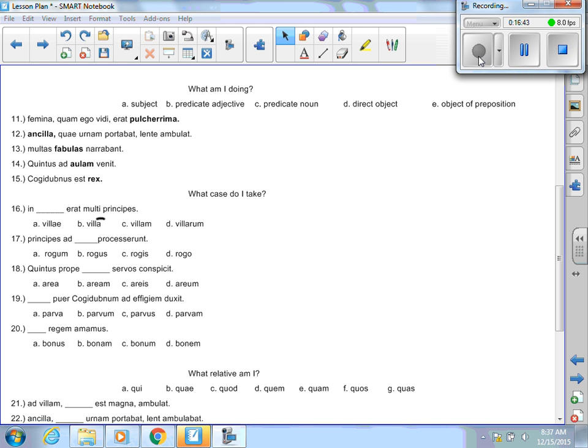So Quintus looked at the slaves near the threshing area or courtyard. The next are adjective agreement.